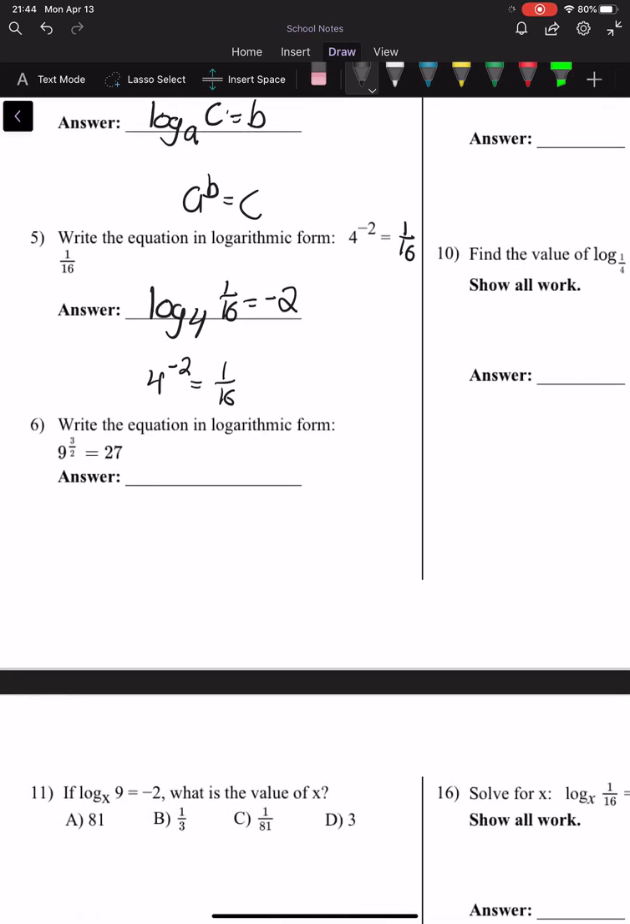Number 6, same thing. Log base 9 of 27 equals 3/2, and if we want to check our work, 9 to 3/2 is 27, and we know that because the square root of 9 cubed equals 3 cubed, which again is 27.